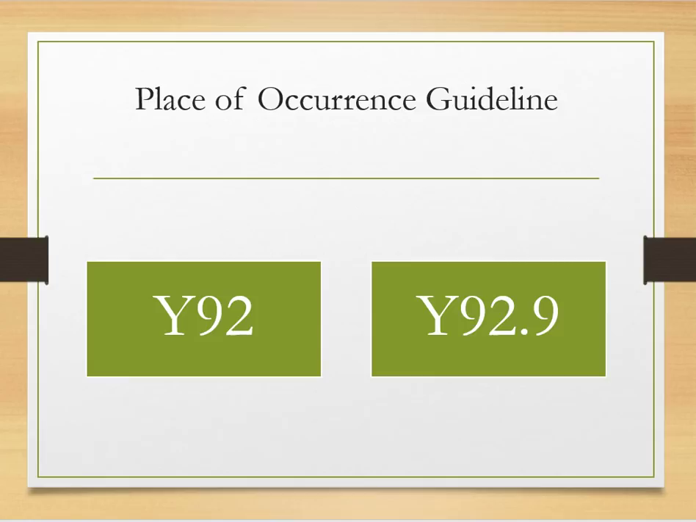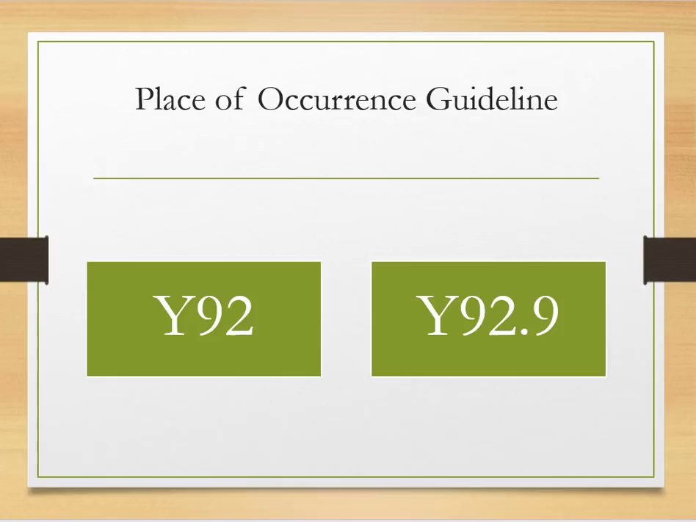Generally, a place of occurrence code is only assigned once at the initial encounter for the treatment. However, in rare circumstances, a new injury may occur during a hospitalization, and then you can assign an additional place of occurrence code. Of note, there are no seventh character classifications for category Y92. Lastly, do not use the place of occurrence code Y92.9 if the place is not stated or is not applicable.